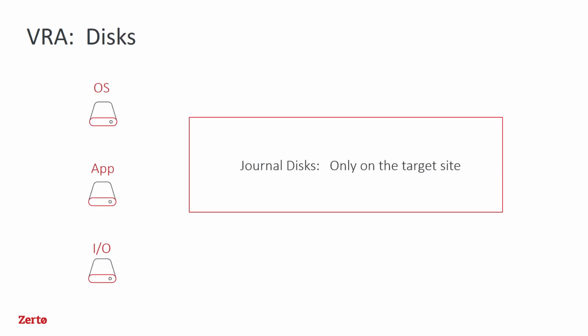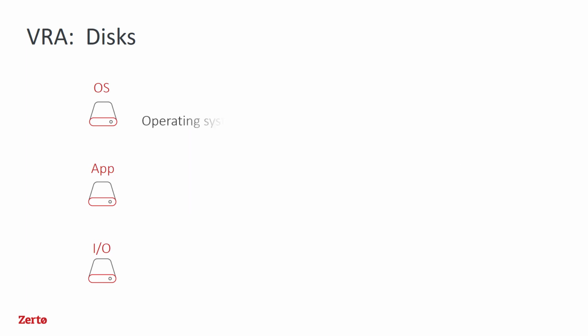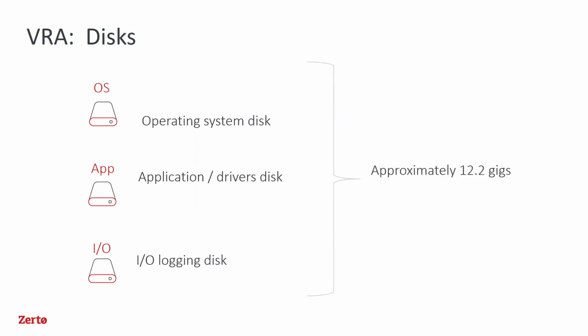The journal or replica disks are only on the target site. The target site's VRA has an OS disk, an application and drivers disk, and an I/O logging disk. The sum of these disks is about 12.2 gigs.